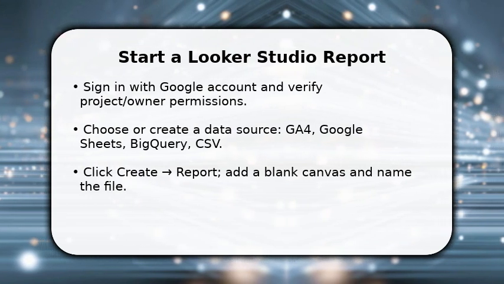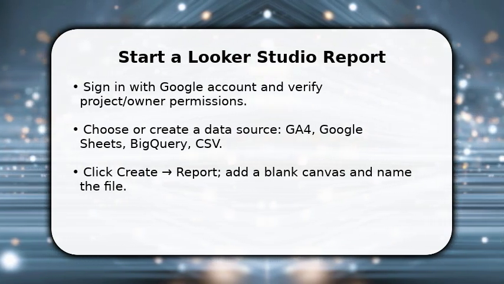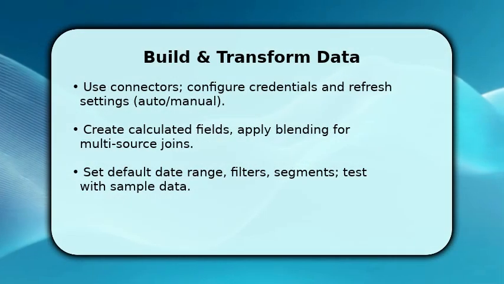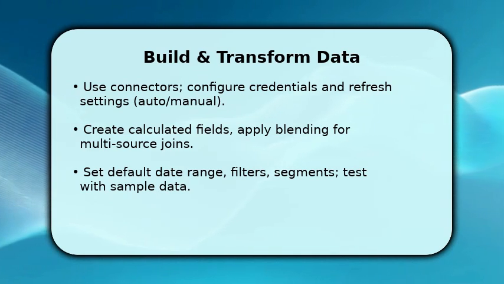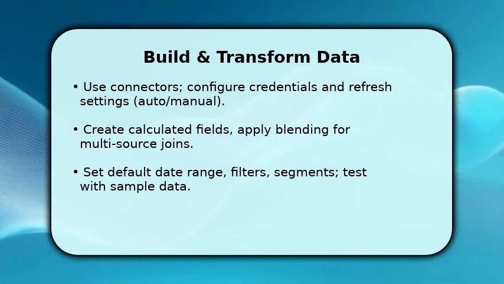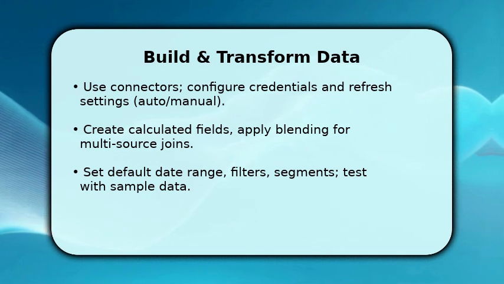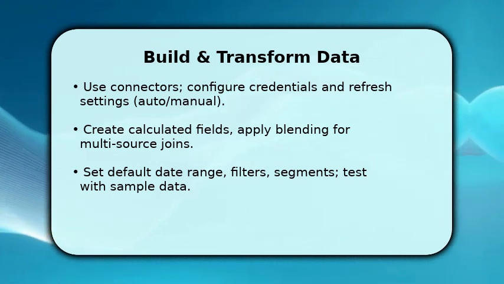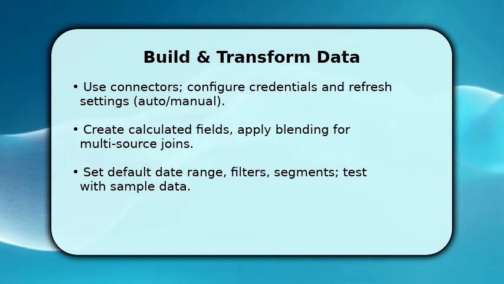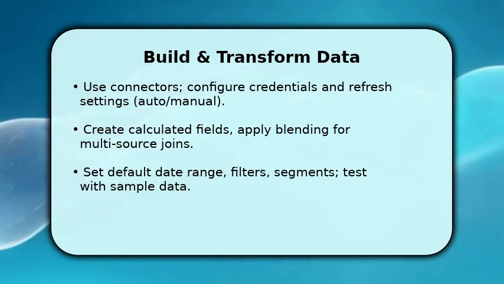You now add charts and configure the data. Connect via the connector panel and authorize credentials, because data access drives refresh behavior. Next, create calculated fields for ratios or rates, and blend sources when you need combined dimensions. Blend cautiously to avoid duplicated rows. Make sure to set default date ranges and add filters or segments so viewers see relevant subsets.